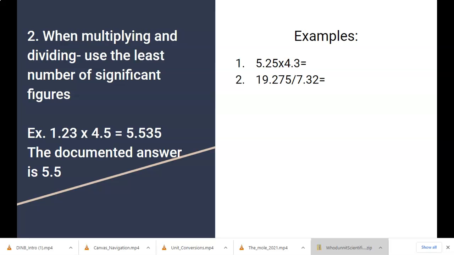When multiplying and dividing, you use the least number of significant figures. So adding and subtracting, it's the least number of decimal places. Multiplying and dividing, it's the least number of significant figures. So my example is 1.23 times 4.5. I get 5.535. But if we notice, I have 3 significant figures in the left and 2 in the right of my factors. So I'm going to put my answer into 2, and I'm going to make it 5.5. Again, try these right here and see what you get. So pause the video.